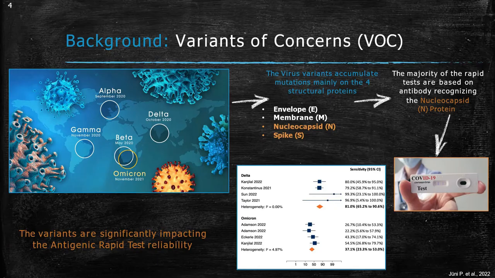SARS-CoV-2 shows a high rate of mutation that has caused the spread of several variants during the last 2 years of the pandemic. The current variant is Omicron, and the virus variants accumulate mutations mainly on the structural proteins, in particular on the nucleocapsid protein and on the spike protein.